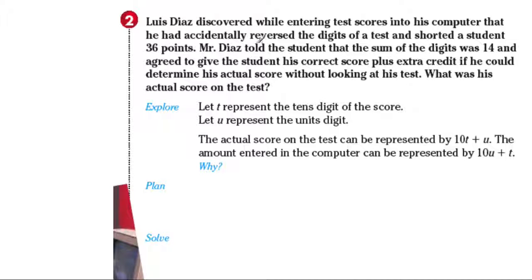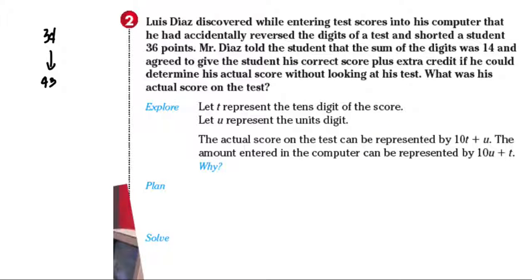Okay, let's say the actual number is 34. What he did was he reversed it to become 43. And that's the reason why you reverse the two digits, the units digit and the tens digit. So the amount entered in the computer can be represented by 10u plus t because the digits were reversed.